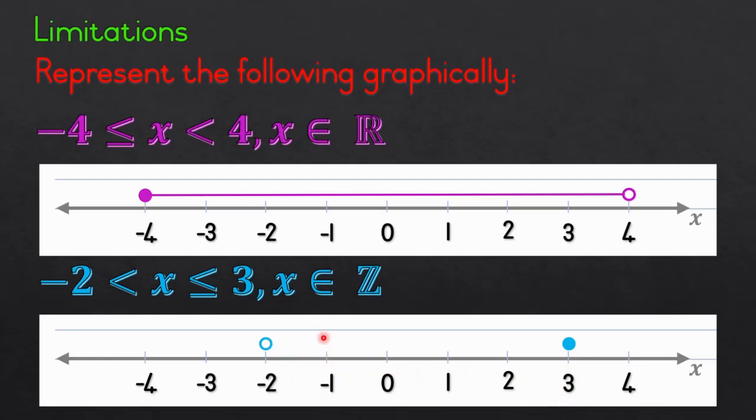-1 is an integer, solid dot. 0 is an integer, 1 is an integer, 2 is an integer. So now we've got our dots. Now we're looking at our limitation, our set of numbers. We are working with integers, so we are not working with the numbers between -2 and 1. Therefore, this is our final answer.